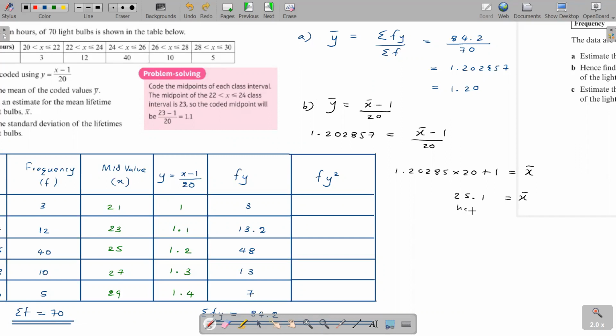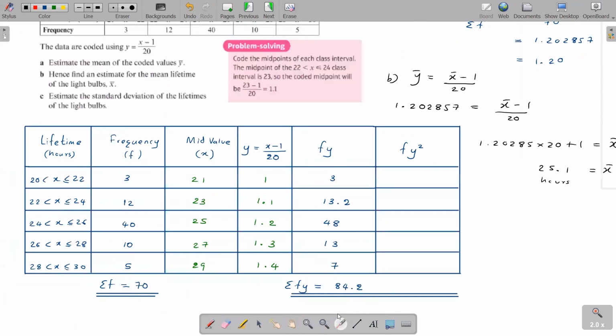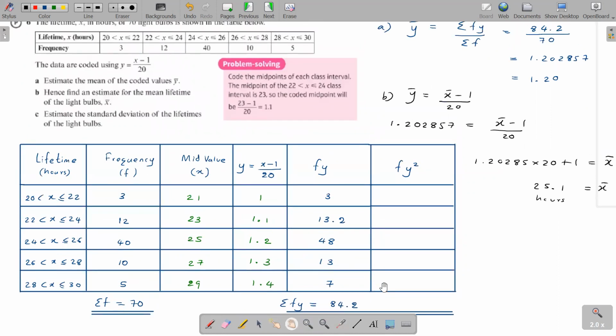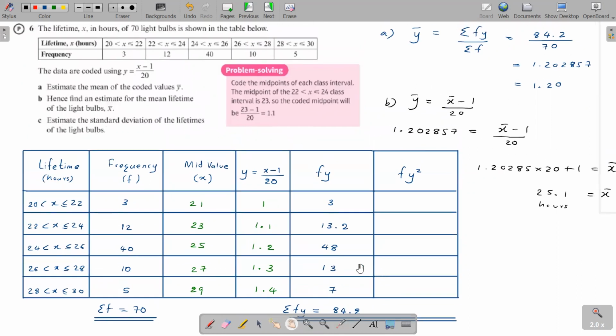And this time you can write hours, because you're finding the mean for the x value, and x represents the lifetime in hours. So the x has a proper unit. So you can say, our mean lifetime of a light bulb is 25.1 hours. Agreed? Okay, and then let's go for part C.